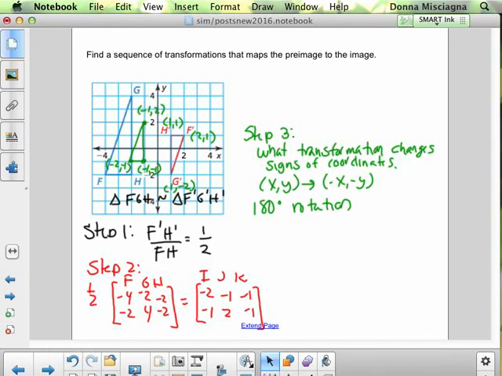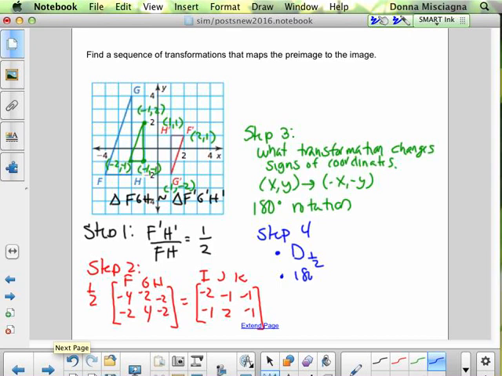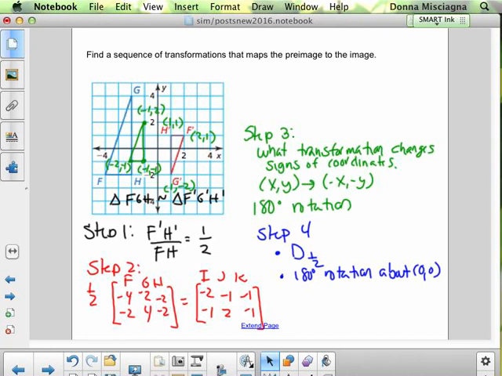So now our step 4 is the rule. All right, and we'll just write it the short way. We have a dilation, and our scale factor is 1/2. And then we have a 180-degree rotation about 0, 0. And you don't have to say clockwise or counterclockwise when it is 180 degrees because it doesn't make any difference.